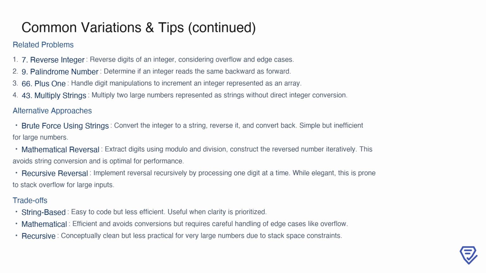Another option is recursive reversal, where you process one digit at a time through recursion. While this can be elegant, it's less practical for very large numbers due to the risk of stack overflow. In terms of trade-offs, string-based methods prioritize simplicity and clarity but sacrifice performance. Mathematical approaches offer better efficiency but require careful handling of edge cases, such as overflow. Recursive solutions, while clean conceptually, are generally constrained by stack size and are less suitable for large inputs.